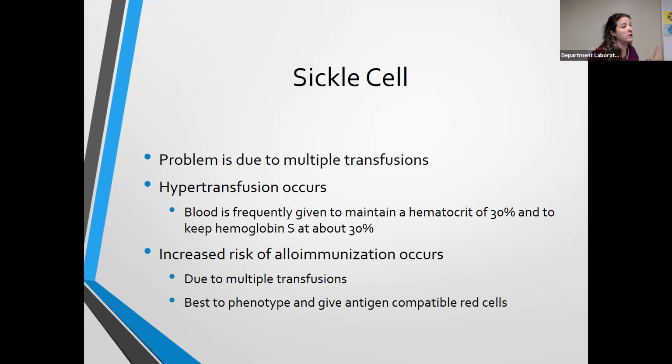You will see sickle cell in blood bank a lot more than you'll see thalassemia. The problem for these patients is they receive multiple transfusions over their lifetime. They will build alloantibodies. Most of these patients, as you all know, are African-American, so they have unique phenotypes. Usually they're Duffy A negative, Duffy B negative, Lewis A negative, Lewis B negative, and they'll usually have some type of Rh antibody, whether it be big C, big E. God forbid they have little e.